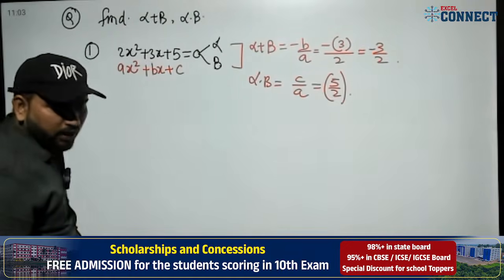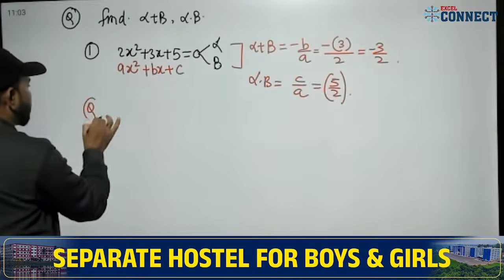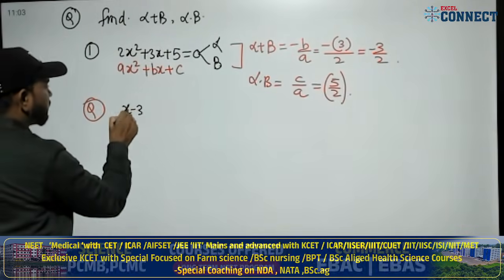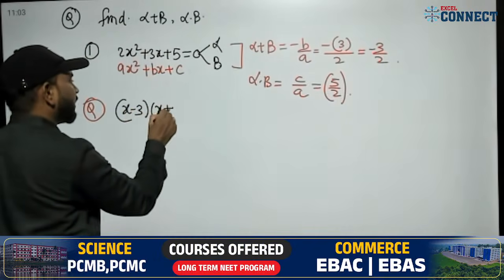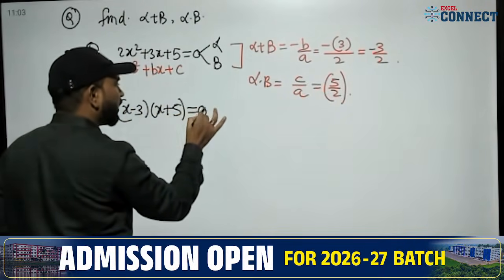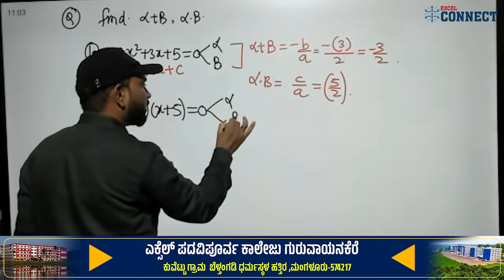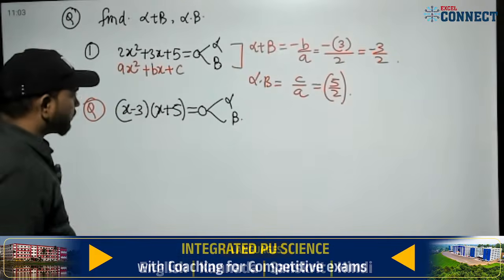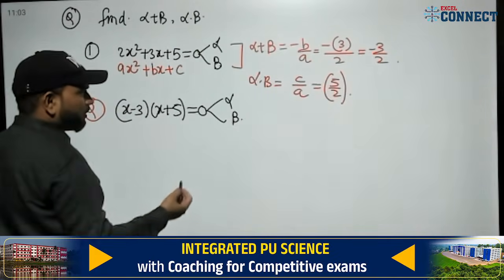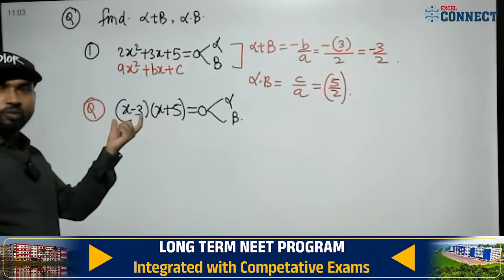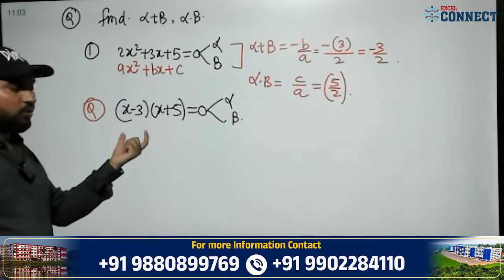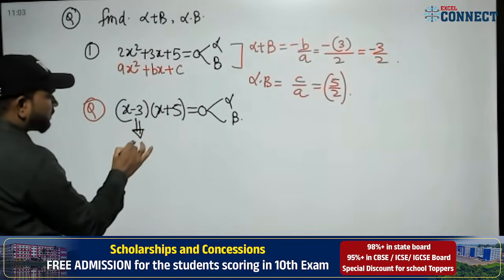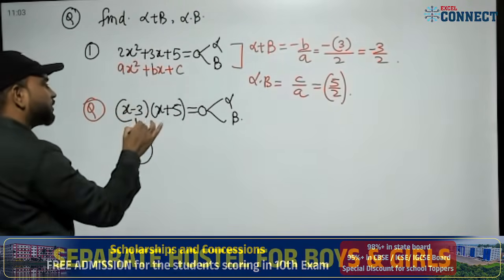Now if I give the equation like this, let's suppose I am giving x minus 3 into x plus 5, and this equation has roots alpha and beta, then find the roots of the equation. So how to find the root? You can see the root is directly written here. One root I can say directly is 3, because if I set this equal to 0 then x is 3.